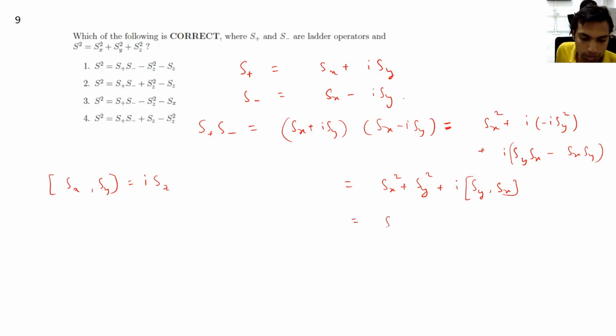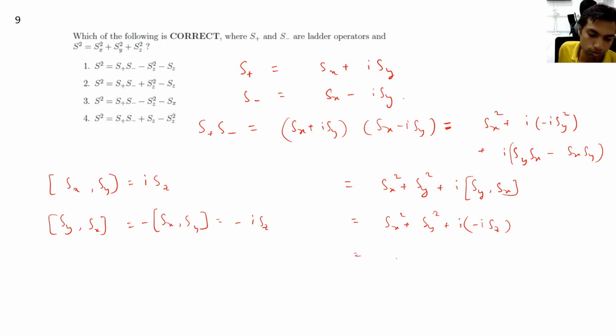So what we have is sx square plus sy square, and we know that sy sx is equal to minus of sx sy, which is equal to minus i sz. So plus i, and this is minus i sz. So what we have is sx square plus sy square plus sz, because minus i square is 1.